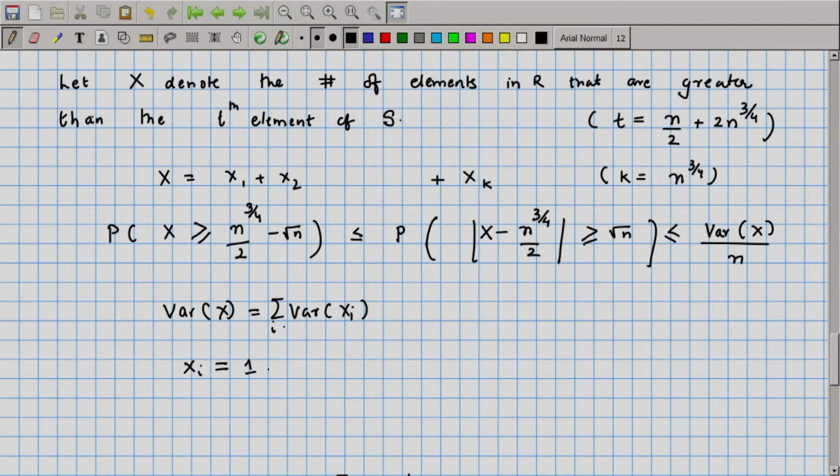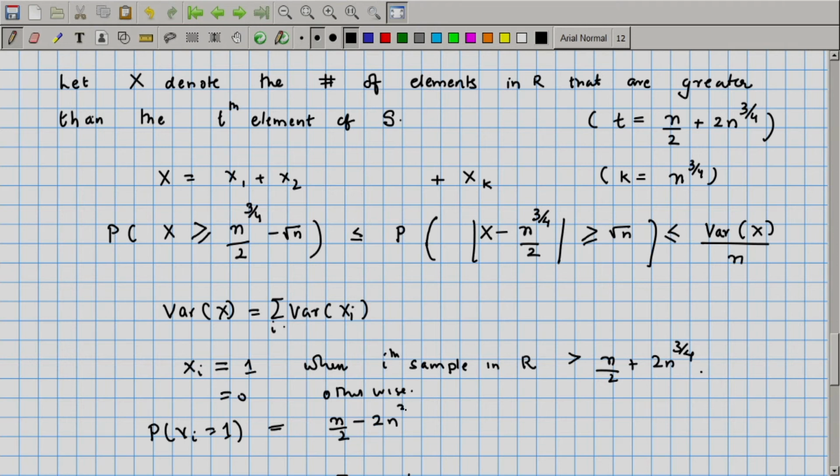So, what are these indicator random variables? Xi is equal to 1 when the ith sample in R is greater than n by 2 plus 2 n raised to 3 by 4, and this is 0 otherwise. Okay. So, probability that Xi equals 1 is, there are a total of n samples, out of that the numbers which are greater than this is going to be n by 2 minus 2 n raised to 3 by 4. If you add this, sum is n. So, this divided by n is the probability that Xi equals 1. So, that is going to be equal to half minus 2 n raised to 1 by 4.